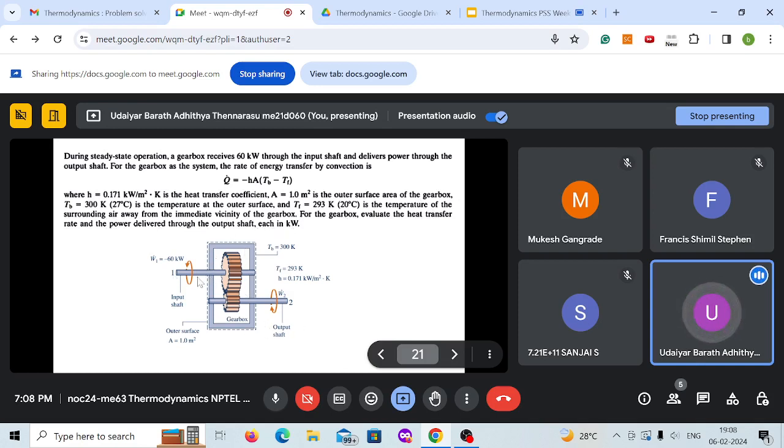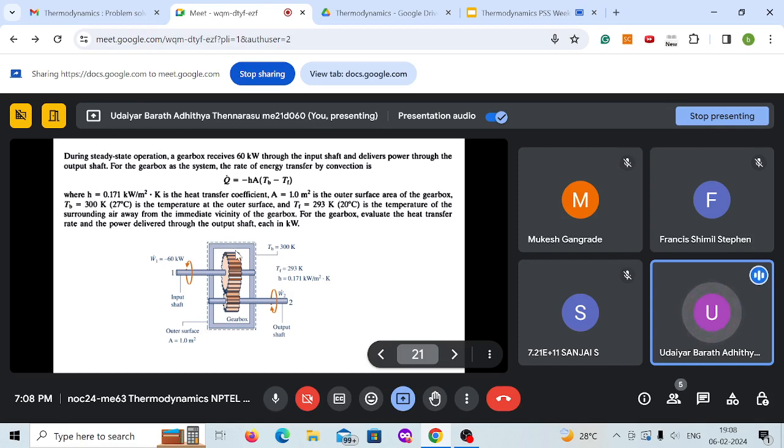So this is the diagram you can see. 1 through 1 is what you are giving in some work, so minus 60 kilowatts. You are giving in 60 kilowatts of work, and output you are getting W2. You have to find out how much is the heat transfer and how much is the work done, W2, from the gearbox. And they have given the outer surface area. This gearbox is enclosed and the outer surface area is 1 meter square.